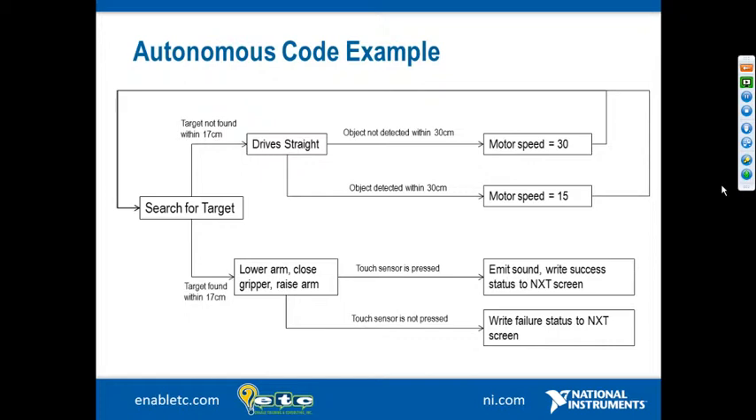This is the flowchart it followed, where essentially if a target was found, it would perform various actions including lowering the arm, closing the gripper, and then raising the arm, and then do a sanity check to make sure the touch sensor was pressed. Whereas if a target was not found, the robot would drive straight and have a varying speed depending on the distance of an object, if detected at all. This is a great starting point and an example of the kind of code that one can use in our autonomous modes.